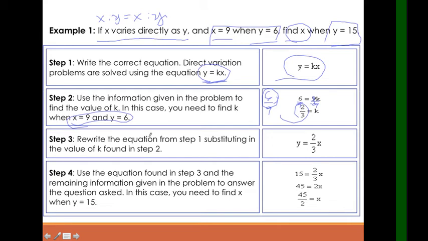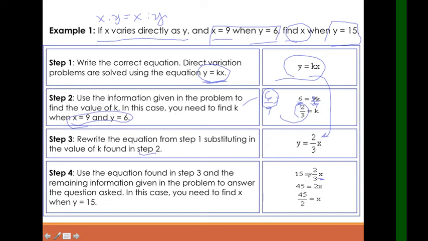For the step 3, rewrite the equation from step 1 substituting in the value of k found in step 2. So, balikan natin itong ating formula dito. Pero ngayon, wala yung x. So, given ang y, wala ang x. Given ang k, kasi ang k na-solve na natin, di ba? So, ang k ay 2/3 base sa ating last step 2. So, ang y natin ay 15. So, we're looking now for this x.